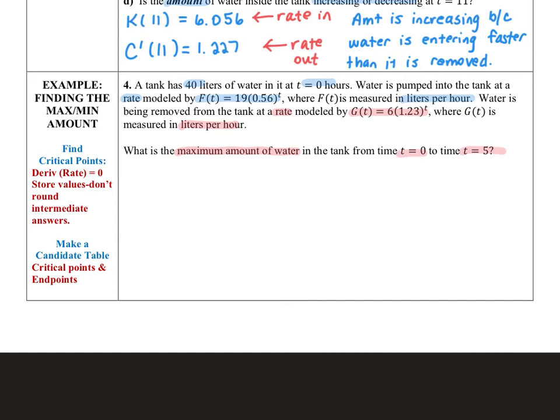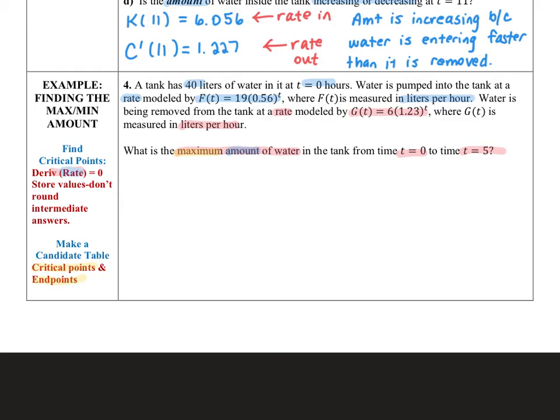This problem is an absolute maximum in disguise. What we need are critical points and endpoints, and then we're going to find the amount of water at each one of those times and then just pick the largest one. So you're going to find critical points just like you always have. We're going to take the derivative and set it equal to 0. So the derivative of the amount, because that's what I'm looking for the maximum of, is the rate that's given, and I'm going to set that equal to 0.